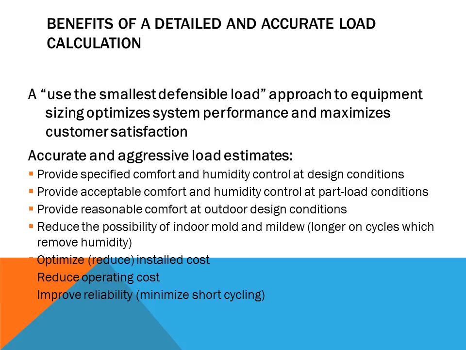Here are some of the things we'll look at. It's a list of things: providing specific comfort and humidity controls at the design conditions, providing acceptable comfort and humidity controls at partial load conditions, providing reasonable comfort at outdoor design conditions, and reducing the possibility of indoor mold and mildew by removing humidity when it's high. There are other things we need to keep in mind, like even the energy costs for the house, since certain pieces of equipment are more efficient than others and can be suggested to the customer.